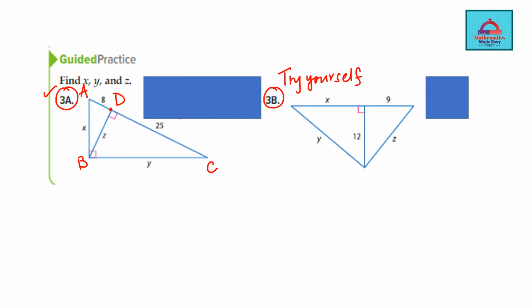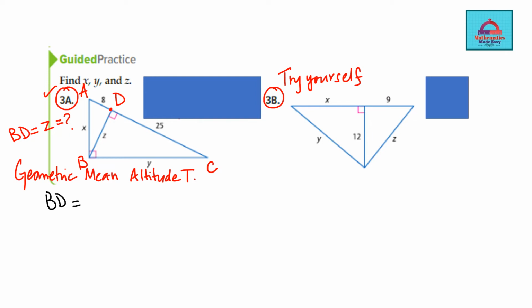Now check the conditions. A, B, C, is it a right triangle? Yes, that is true. From the right angle, do you see the altitude? Yes. B, D is the altitude, its length is Z, which we don't know, we need to find. So let's first apply part 1 of the theorem, the geometric mean altitude theorem. When we apply that, it will give us the length of this altitude BD, which is Z.